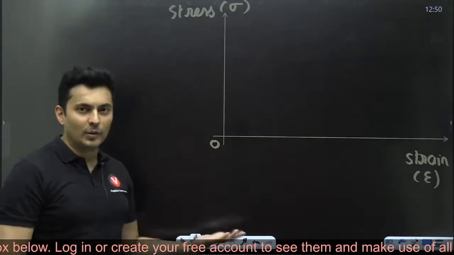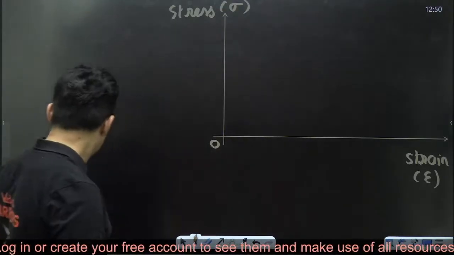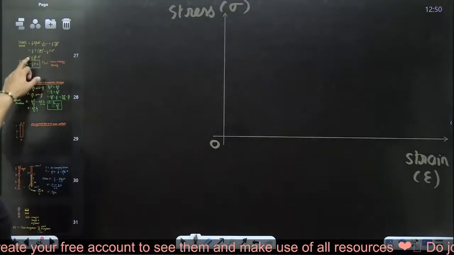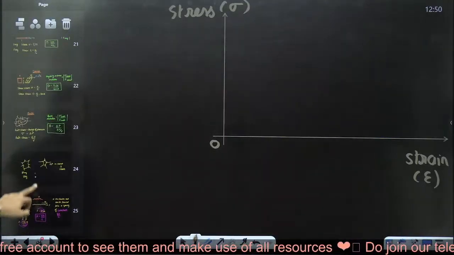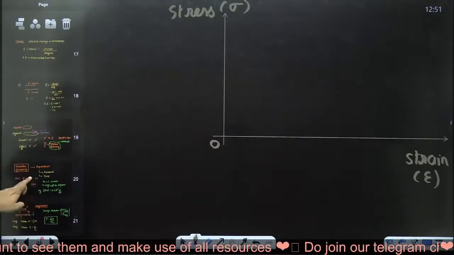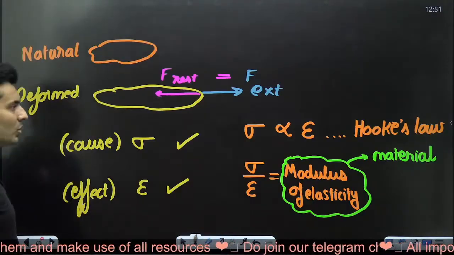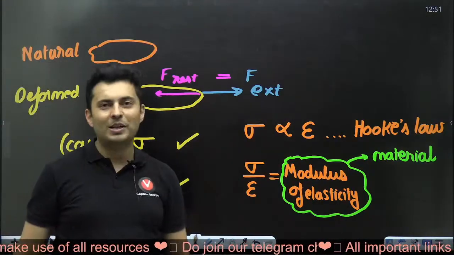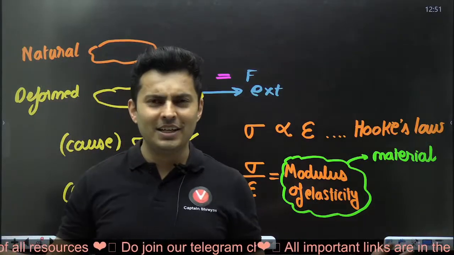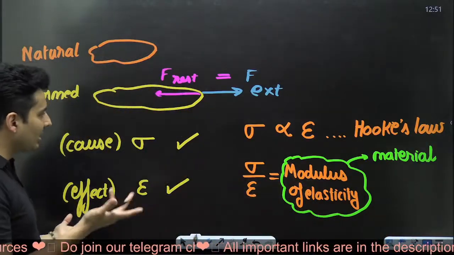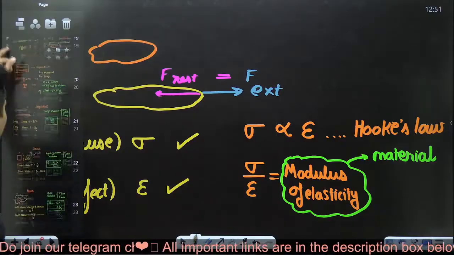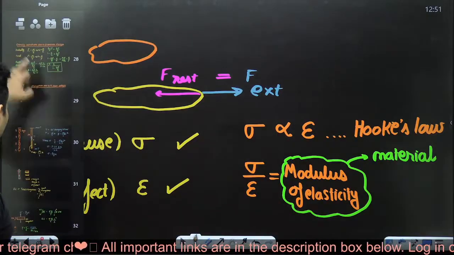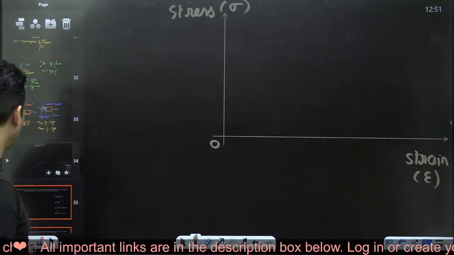How would this graph look like? In fact, just some time back I told you about Hooke's law, modulus of elasticity. Stress is proportional to strain. So you'll be like, sir, it is proportional, so 100% it will be a straight line. And you are partially correct if you think like that. So let's draw the graph right over here.